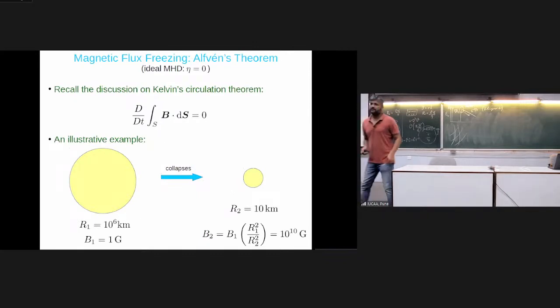There we saw the Kelvin circulation theorem, that the flux of vorticity through any area element was constant. The same theorem, because the derivation is identical, in this case is the Alfvén flux freezing theorem. So d by dt of capital Gamma was zero. You can write it now as B dot dS, the total magnetic flux through a bounding surface. The flux must be conserved for an ideal plasma, if there is no resistivity.